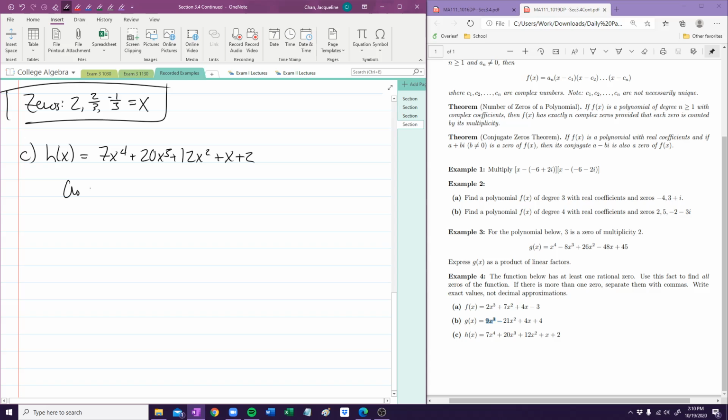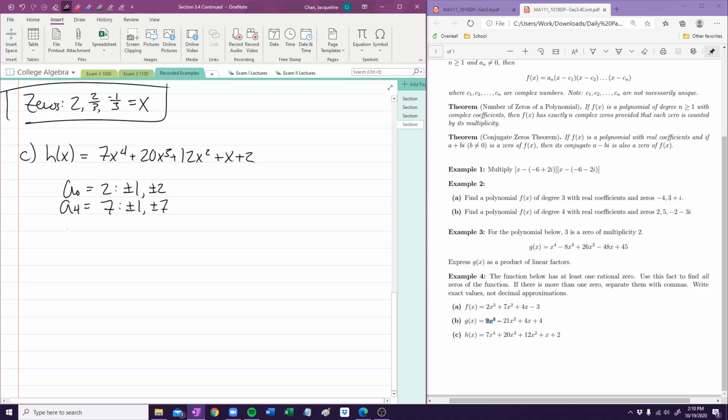So what is my A naught? My A naught in this case is 2, and my factors are plus or minus 1, plus or minus 2. For A sub n, our leading term is 7x to the 4th, so this is a 4th degree polynomial, and our A sub 4 is equal to 7. So this is plus or minus 1, plus or minus 7.